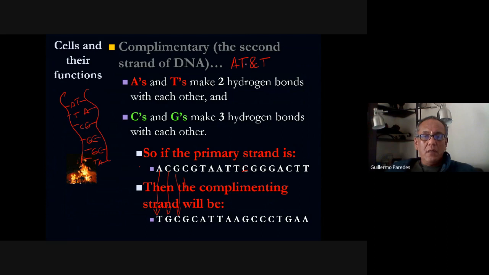Just remember that A is always going to be with T, and T is going to be with A. And the other pair is C and G. How to remember? C, another C, but it's very similar to the G. See the similarity? So every time you have C on one side, you have G. Every time you have G, you have C. Every time you have A, you have T. Every time you have T, you have A. Are we okay with that?